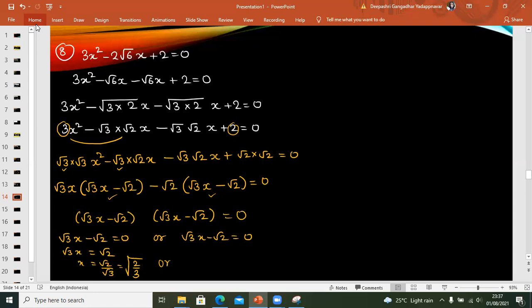Similarly, this is also same. So root 3x equals positive root 2. X is root 2 divided by root 3. We can also write this as square root of 2 by 3. This answer is also correct. If you write this also, it's correct. It is fine, but better we will write it in this way. No problem, both are same.